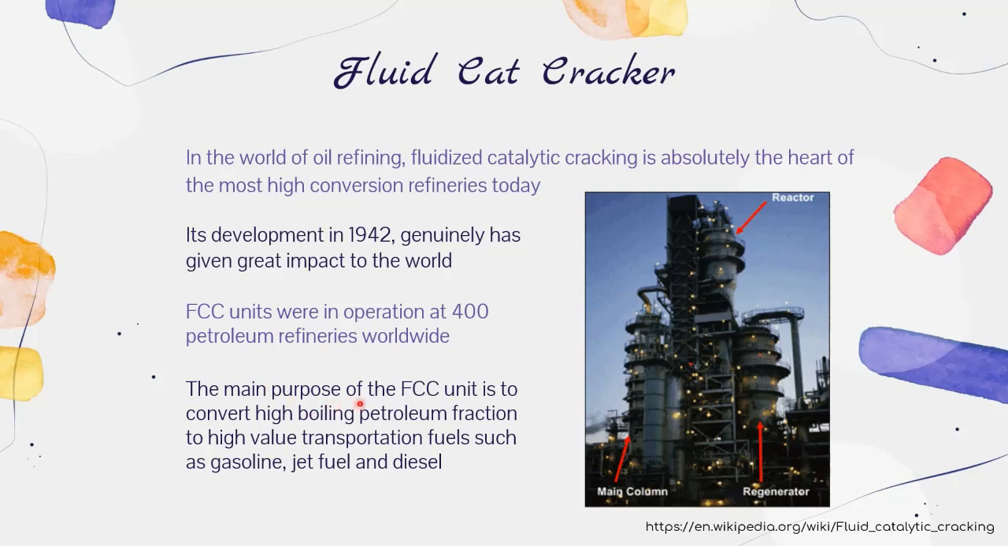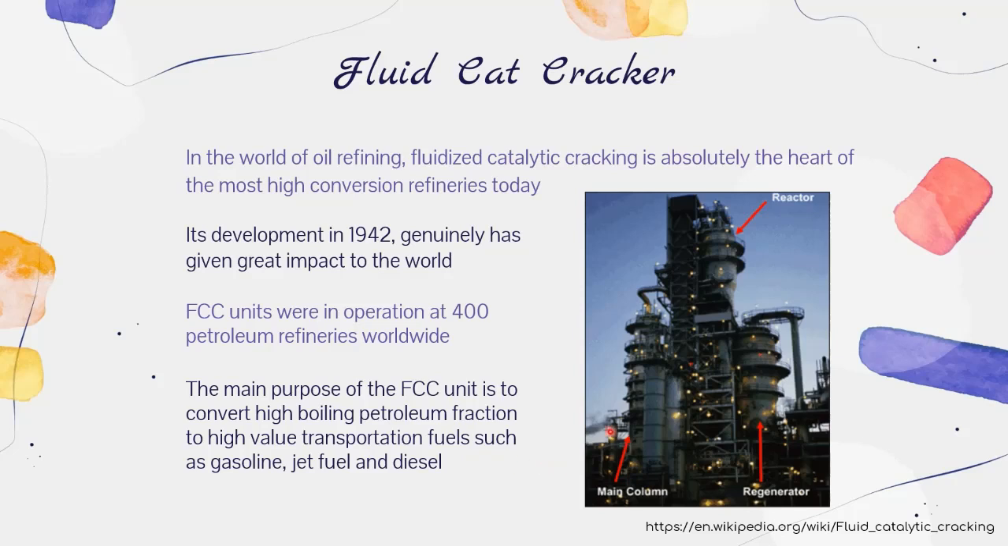So the main purpose of the FCC unit is to convert high boiling petroleum fractions to high value transportation fuels such as gasoline, jet fuel, and diesel. High boiling petroleum means the heavy hydrocarbons, which are converted to light hydrocarbons. Heavy hydrocarbons, as you all know, contain lots of carbons in an alkane. When the carbons are a lot in an alkane, it requires high energy to break the strong intermolecular forces between them.